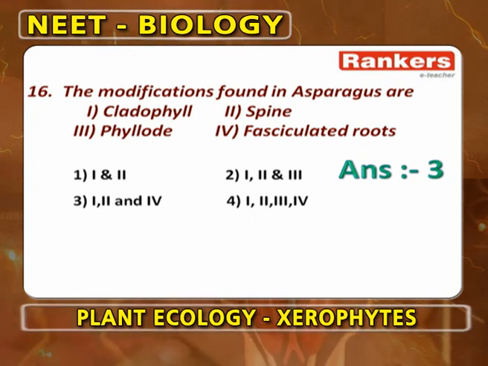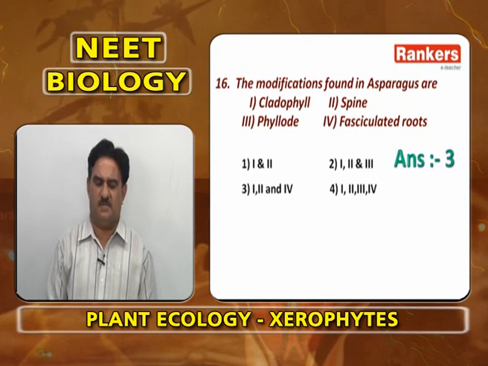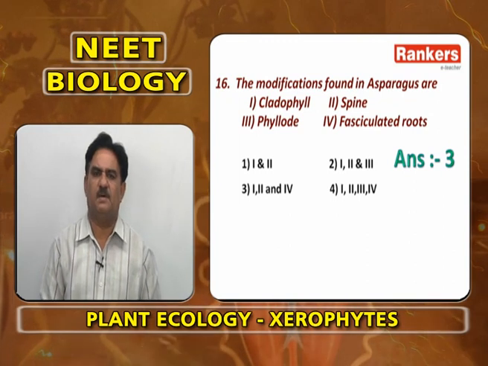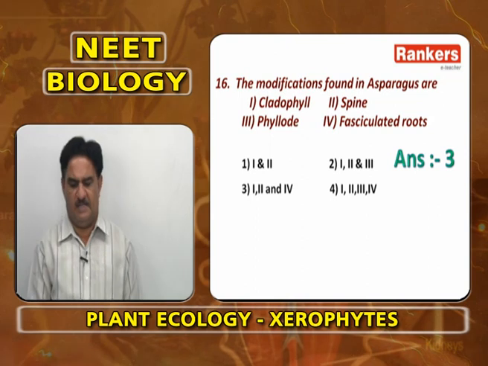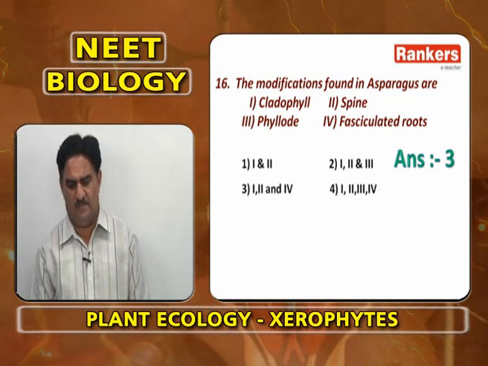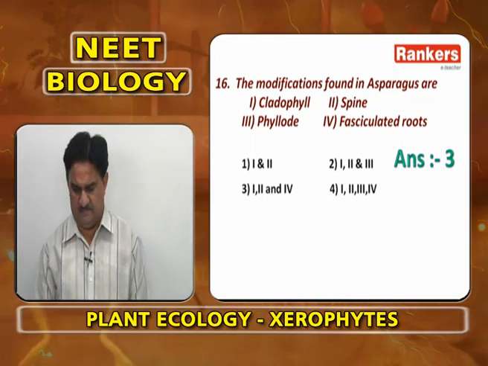Asparagus shows cladophyll, where the stem is modified into cladophyll. Asparagus shows spines or scales, where leaves are modified into scales or spines. They show a bunch of tuberous roots, popularly called fasciculated roots. So modifications found in asparagus are cladophyll, spine, fasciculated roots. Phylloids are not found in asparagus. So, answer is 1, 2 and 4, that is third option.